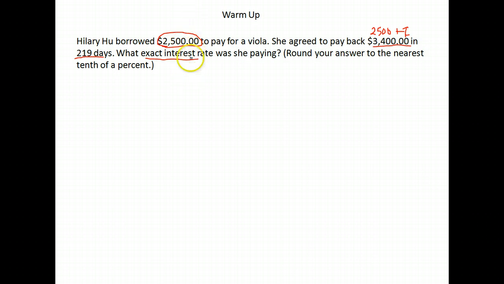The first thing we need to know is how much interest she ended up paying. So we take the 2,500 and subtract it from the $3,400. And when we do that, we find out she paid $900 in interest. And the reason we needed that is because our formula is that interest is the principal times the rate times the amount of time.